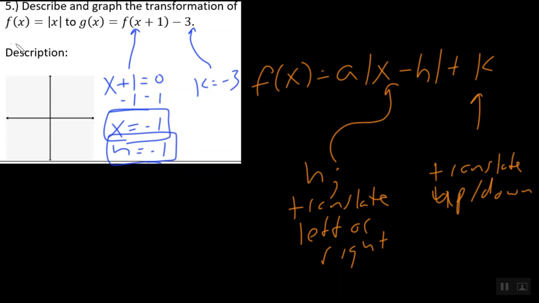So let's go ahead and graph our parent function. We're just here at the origin. We draw our V shape. But let's go to our blue graph, and we'll say, okay, we shifted to the left 1 and down 3, so we can go to the left 1, down 1, 2, 3, and our graph will hold the same shape in terms of width.